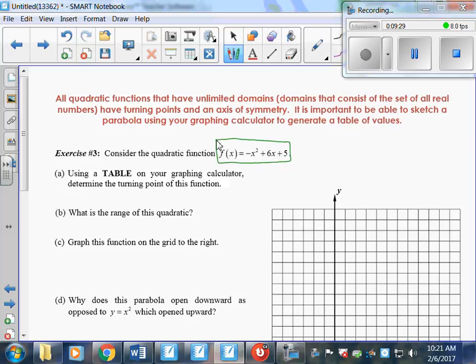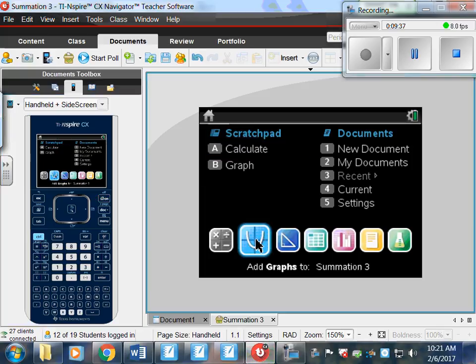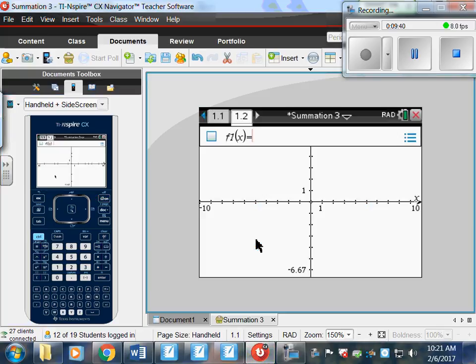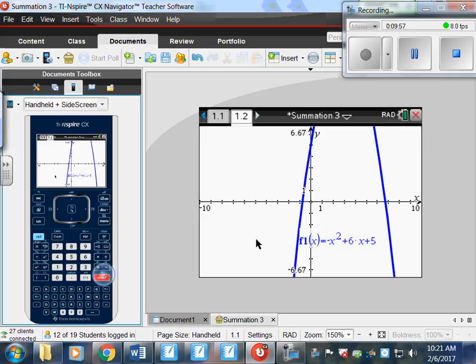All right, and it says using a table on your graphing calculator, determine the turning point of this function. So very easily, we can open our calculator. We're going to go to our graphing icon, and we're going to put this in. So negative x squared plus 6x plus 5. The first thing I always do is I double check that I have it in exactly the way it is on my paper, which it is. Now I hit enter. So this is what it looks like.